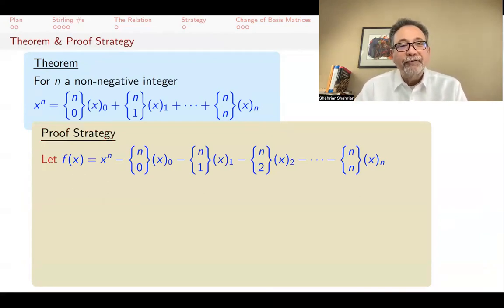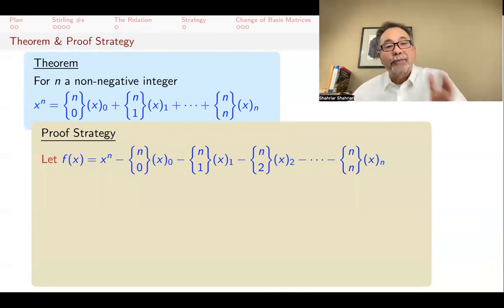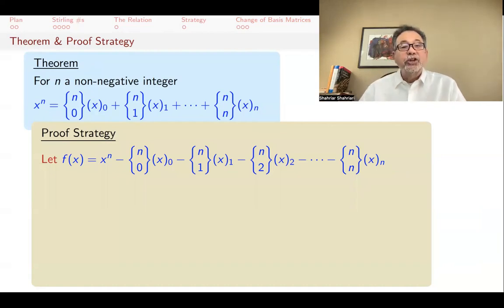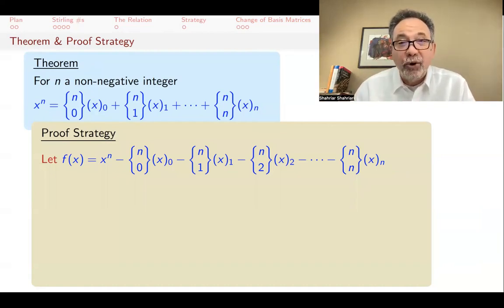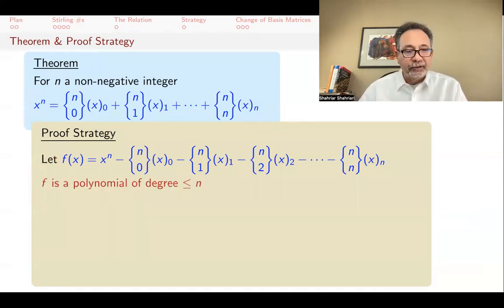I'm going to define a polynomial, f of x, which is going to be x to the n minus that whole mess that I want to show x to the n is equal to. So what's my hope? What am I wishing? I'm wishing for f of x to be the zero polynomial. That's what I want to show.